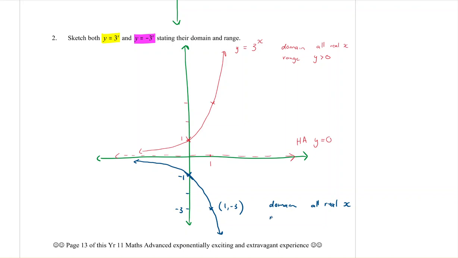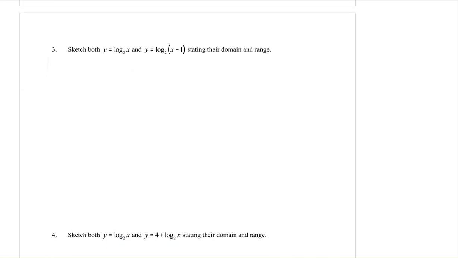What about my range? Yeah, because it's been reflected down here, I can now have all the negative values and none of the positive ones. So it's now going to be y is less than 0. Okay, so hopefully that's all familiar. We've done exponentials before. Here comes the logarithms.